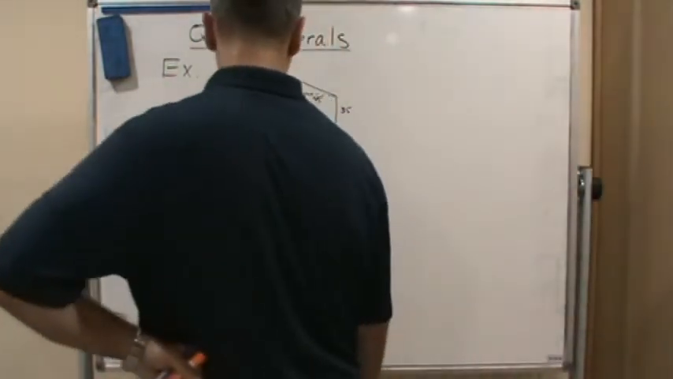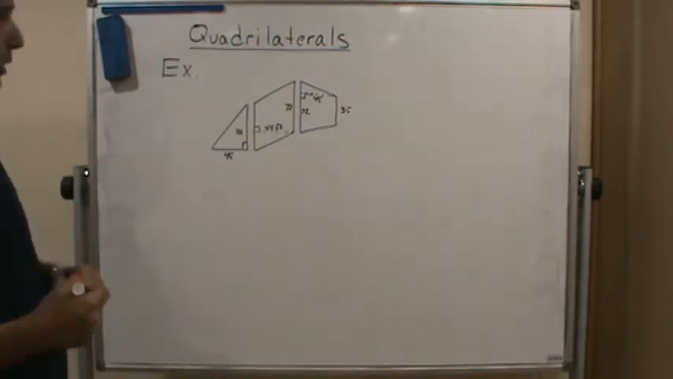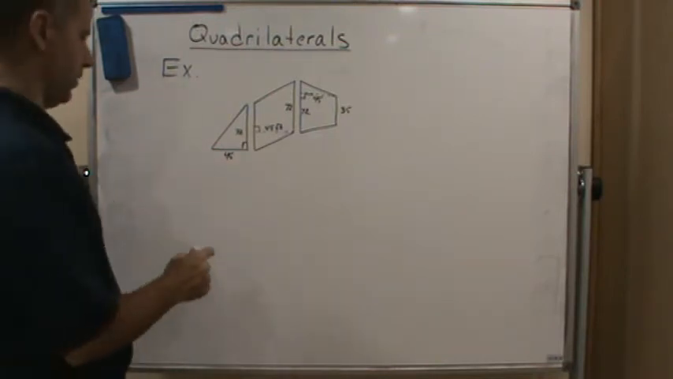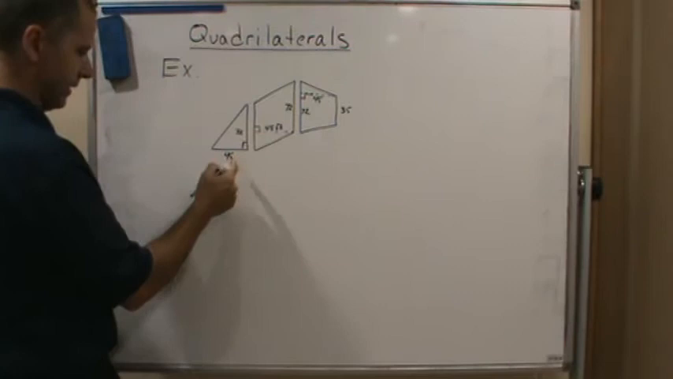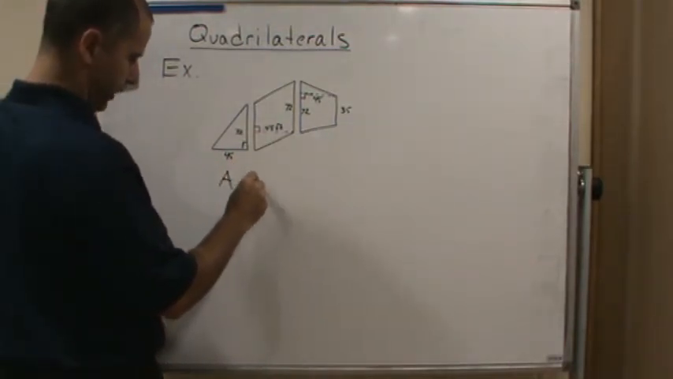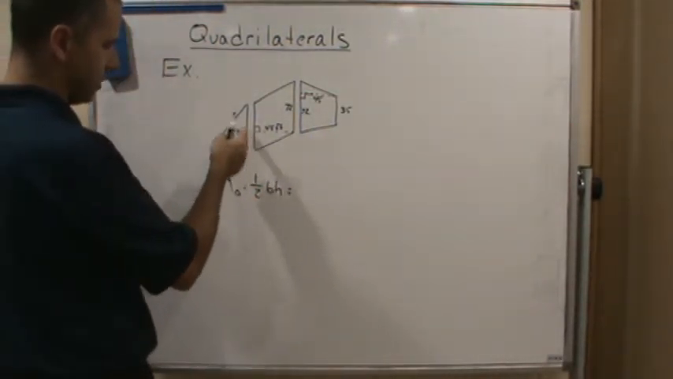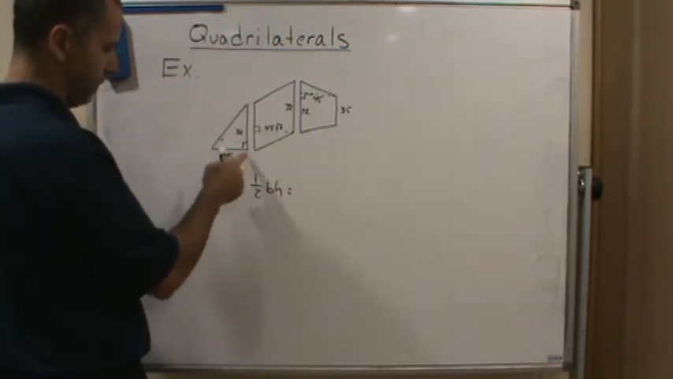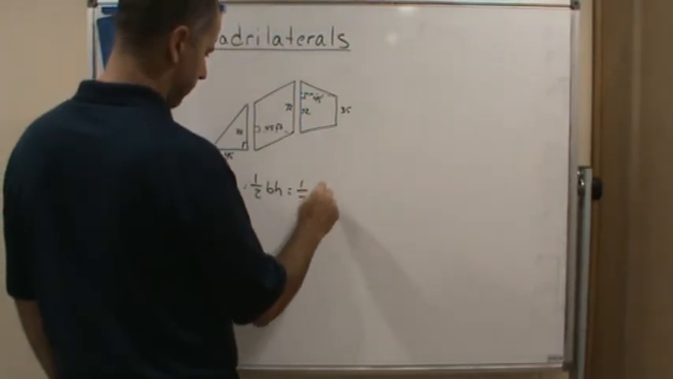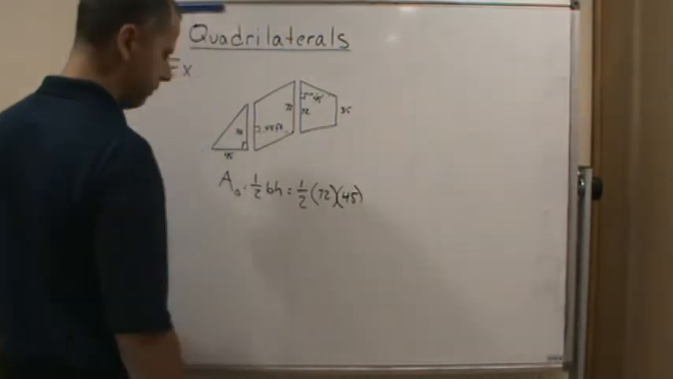Given that information, now what we can do is use the formulas to find the area of each piece, keeping in mind what type of shape they are. Since this is a right triangle, the area of the triangle is 1/2 base times height. In this case, since it's a right triangle, the height is 72 and the base is 45. So it's going to be 1/2 times 72 times 45.